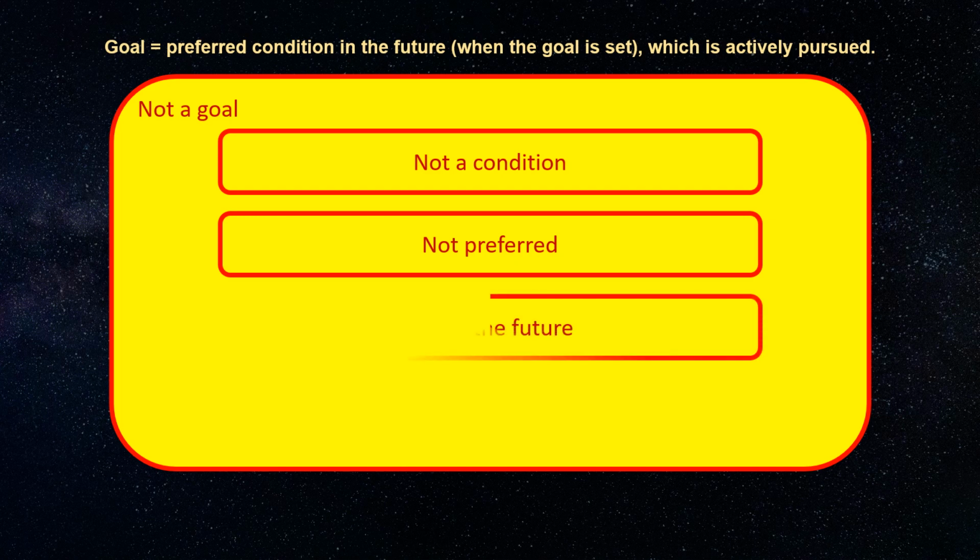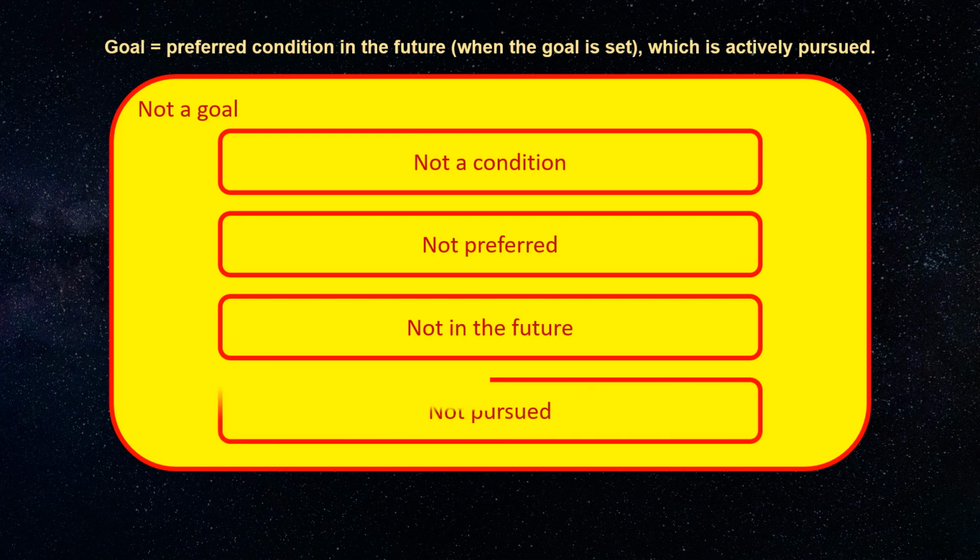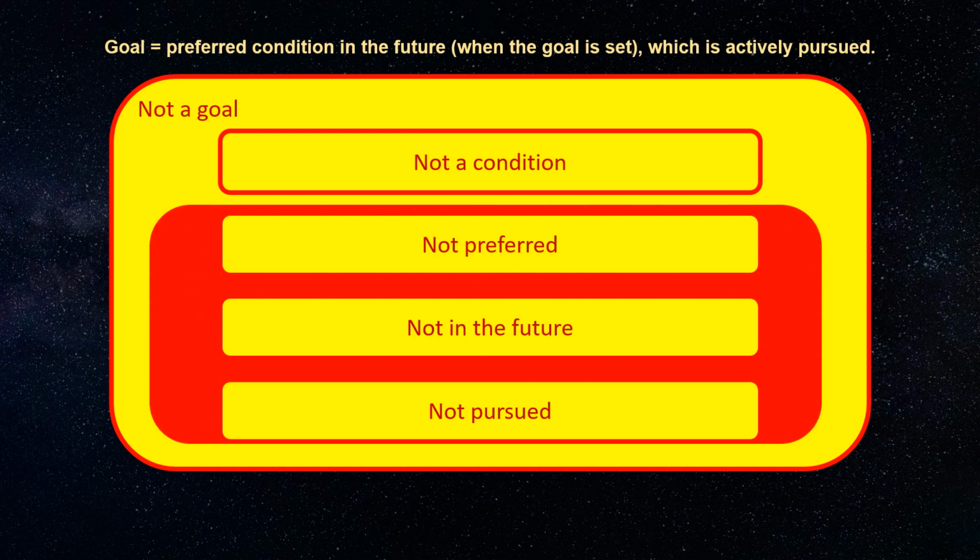If a preferred condition was already in the past, then it is not a goal. For example, I prefer that yesterday I was healthy. This preferred condition is not a goal. If a preferred future condition is not pursued, then it is not a goal. It may be just an imagination. For example, I prefer that tomorrow will be a sunny day, but I do nothing to make it more likely to happen. The pursuance requirement already covers both preference and future requirements, because logically, one can only pursue something preferred in the future.